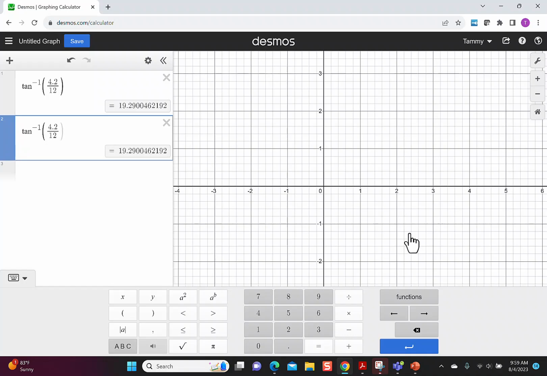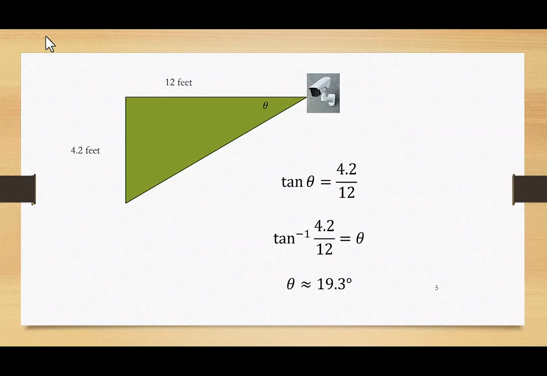In both cases, I find that theta is 19.29. I'm going to call that about 19.3. So this says our angle of depression for our camera should be about 19.3 degrees.